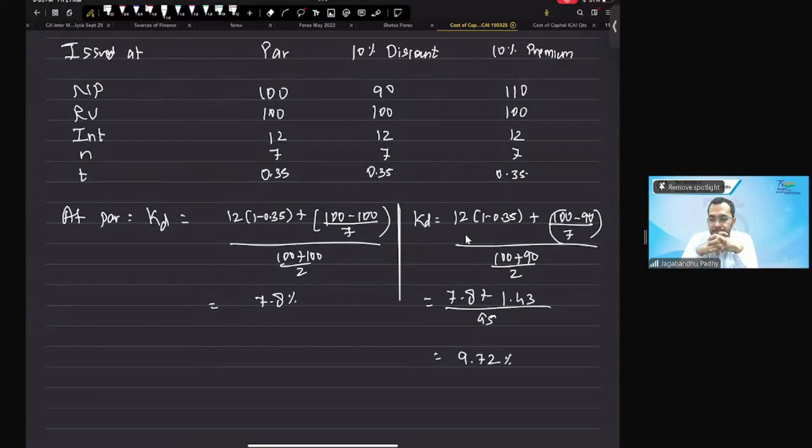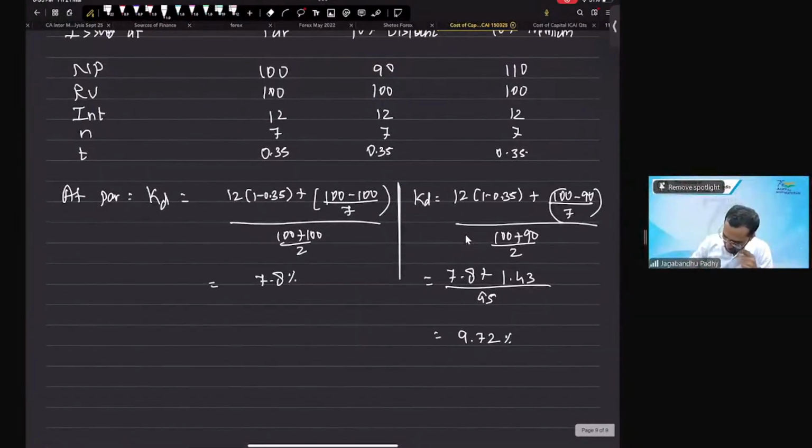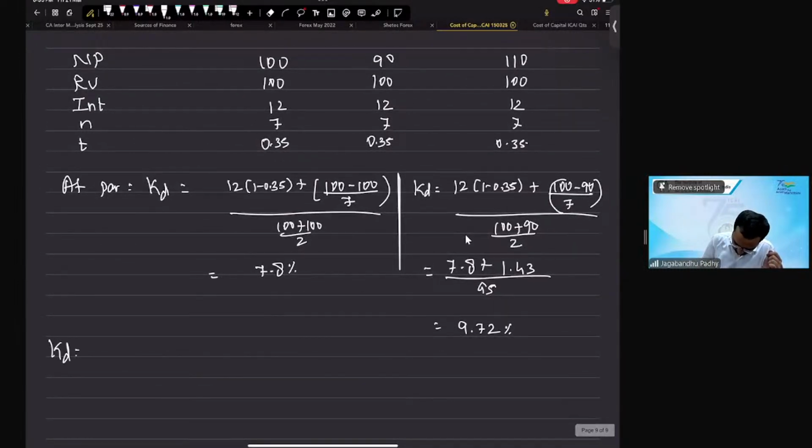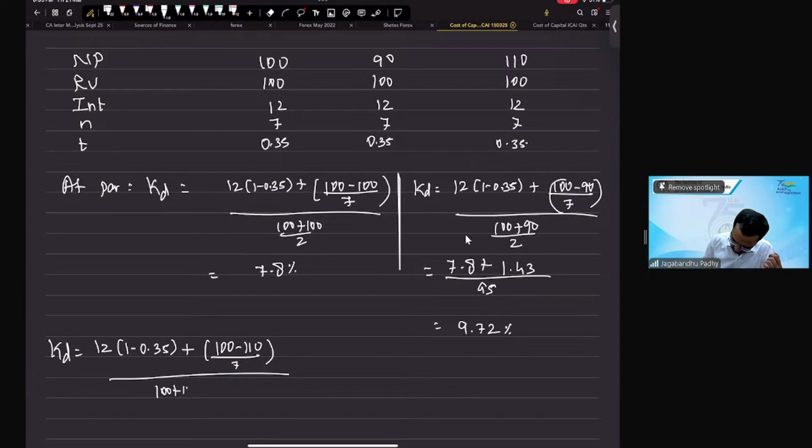Third answer for cost of debt. Yep. What is the answer for the third question? 8.7. Let me just verify. Third is going to be KD is equal to 12 into 1 minus 0.35 plus RV is 100 minus 110 upon 7, the whole divided by 100 plus 110 divided by 2.